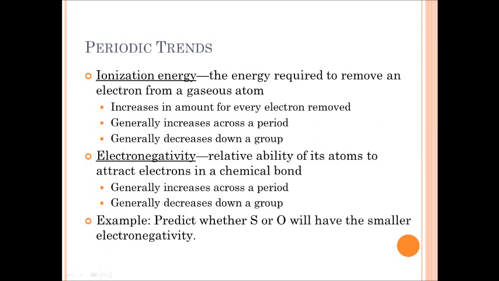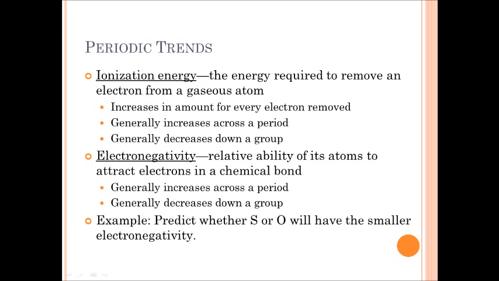Alright, the other two trends, the first is ionization energy. This is the amount of energy that's required to remove an electron. The more electrons you remove, the more energy that's required. And it generally increases as you move across a period because they get more electrons, so it's easier for them to keep the electrons versus giving them up. So it's going to be harder to remove them, and it decreases as you go down the group. Again, that shielding is going to create a weaker pull from the positive nucleus on the outside electrons.